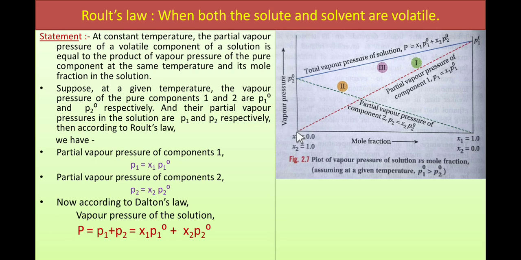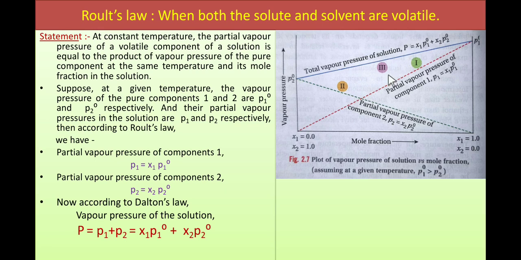So, as we move in this direction, the vapor pressure due to component 2 is constantly decreasing and the vapor pressure due to component 1 is increasing. At this point, since the mole fraction of component 1 is 1 and of component 2 is 0, it is pure component 1. Therefore, the vapor pressure of the solution is P1 naught. And between this point and this point, the vapor pressure of the solution at any point is P equal to x1 into P1 naught plus x2 into P2 naught.